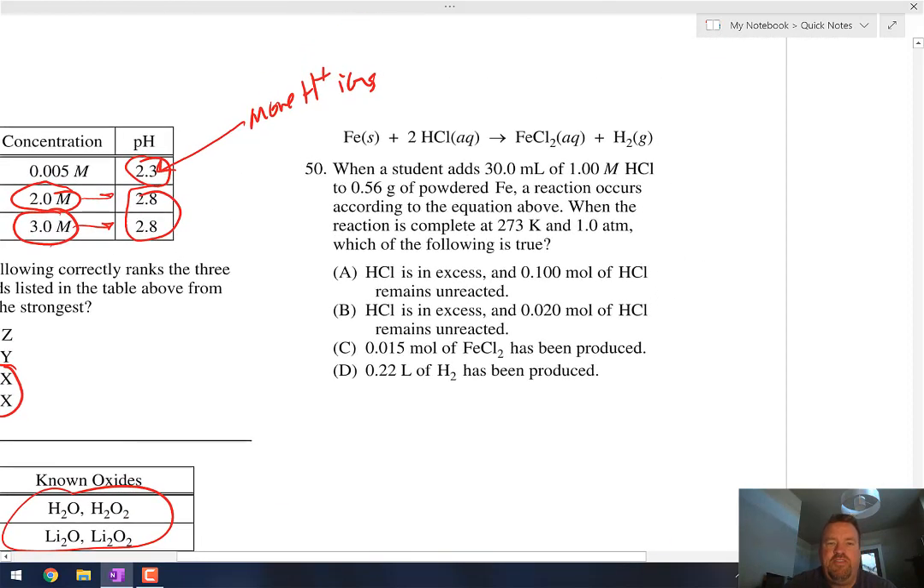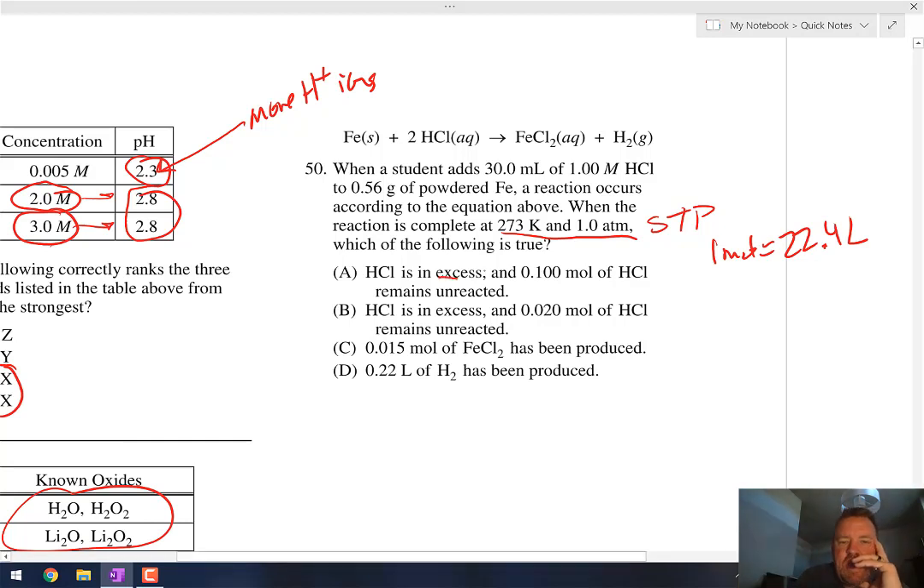And then number 50, when a student adds 30 milliliters of 1 molar HCl to 0.56 grams of powdered Fe, a reaction occurs according to the equation above. When the reaction is complete at 273 K and 1 atmosphere, so remember that is STP, and at STP, remember that 1 mole of any gas has a volume of 22.4 liters. Which of the following is true?